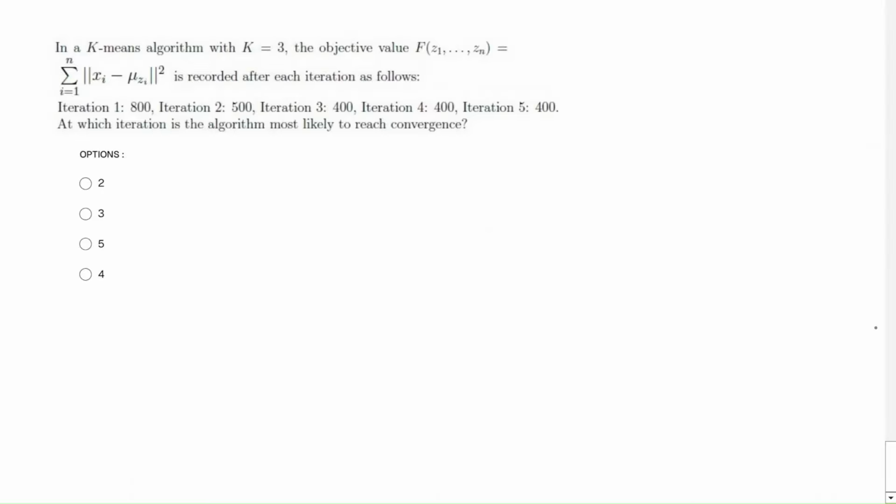Alright, so here we have that in a k-means algorithm with k equal to 3, the objective value function is recorded after each iteration as follows, and the objective values are given. Observe that the objective values are always decreasing. In fact, this is a very important property of the objective value function f in k-means. The most important property is that it keeps on decreasing. So it is monotonically decreasing.